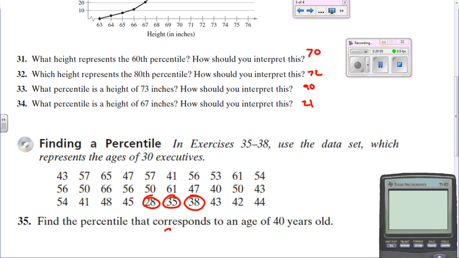So there's 3. So you do the number below 40 divided by the total number, and then times 100, obviously. 3 divided by 30, which is 1/10, times 100. So this is going to be 10%. So 10% of executives are under the age of 40.